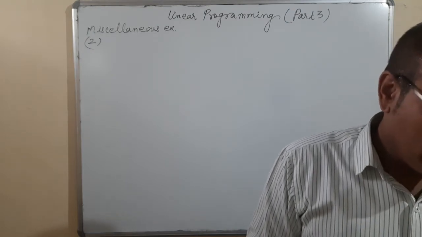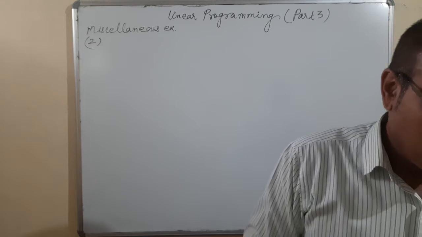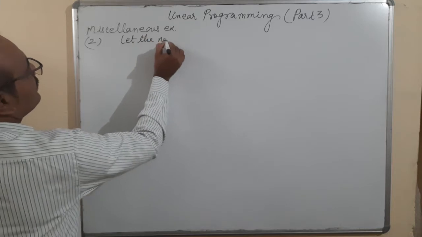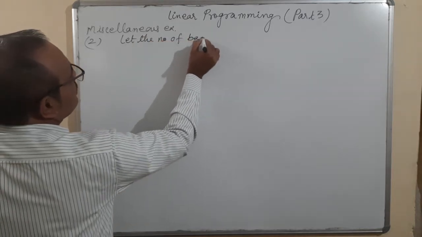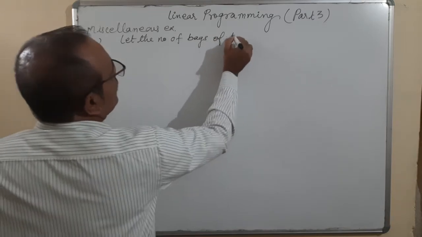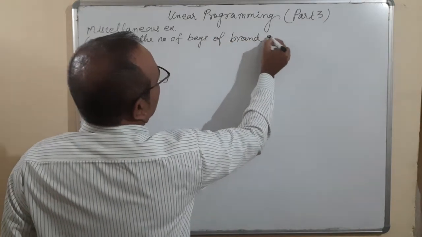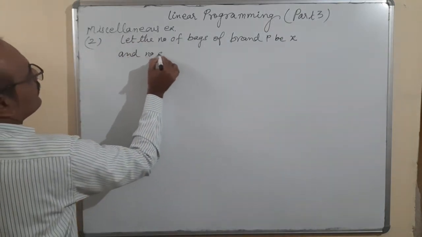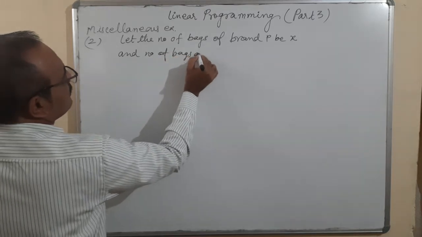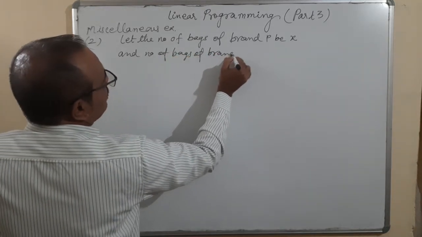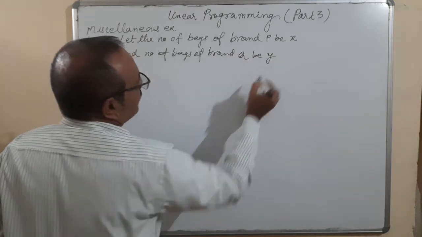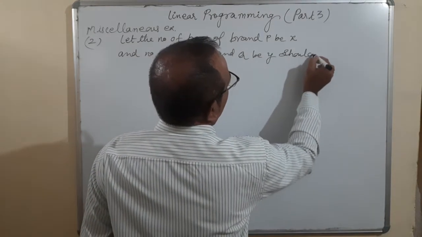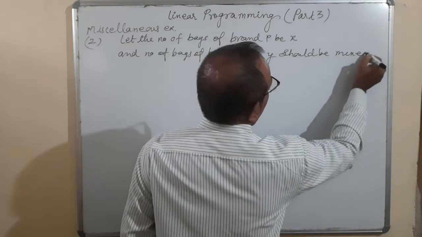So let the number of bags of brand P be x and the number of bags of brand Q be y, that should be mixed.